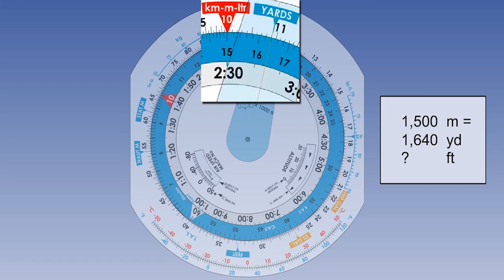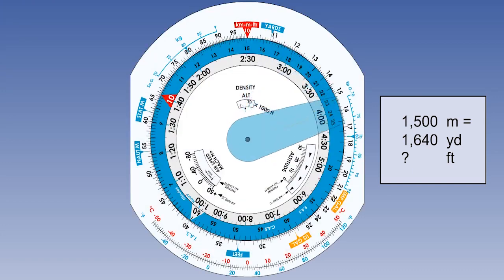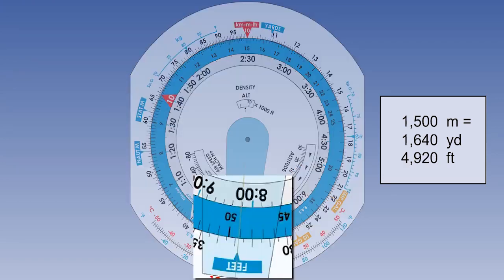Now, still maintaining the relative positions of the inner and outer scales, move the cursor over the feet index and read off 49.2. Our rough calculation tells us that the number of feet in 1500 meters is 4,920.